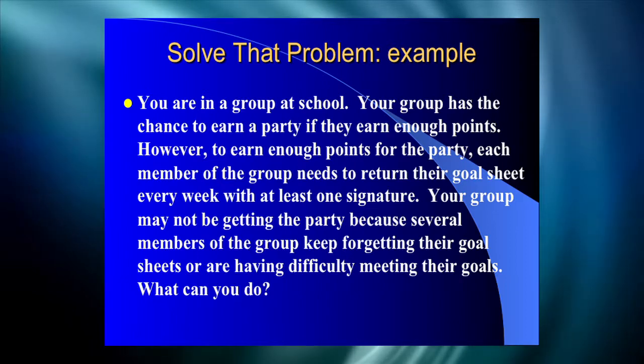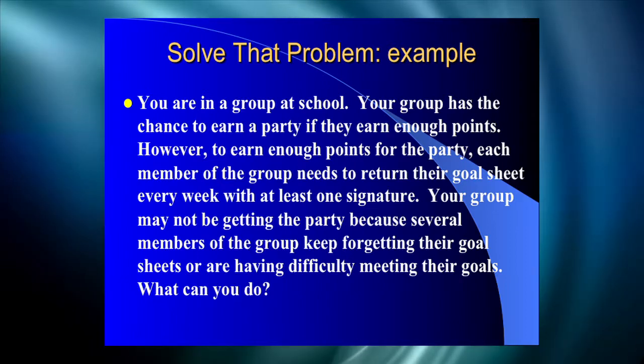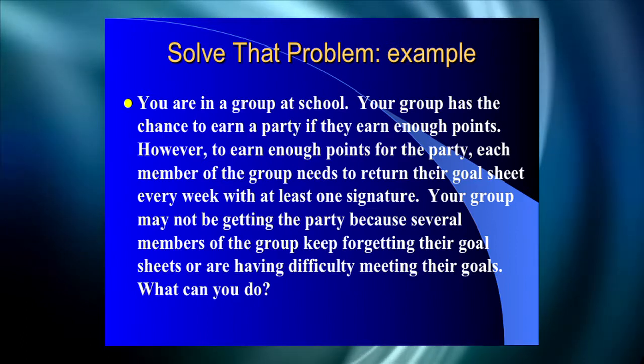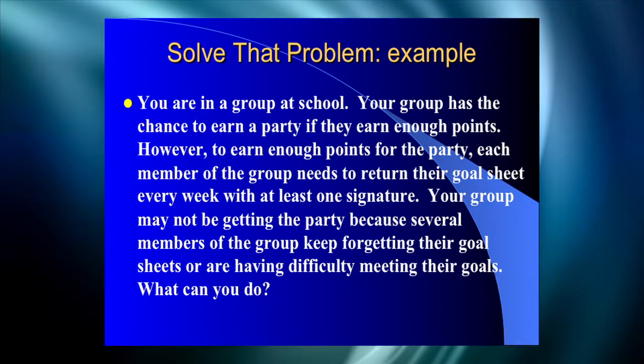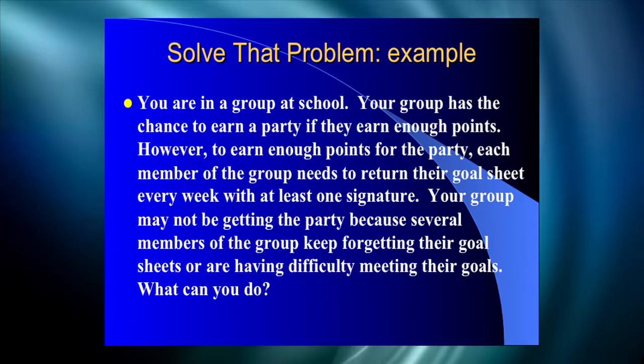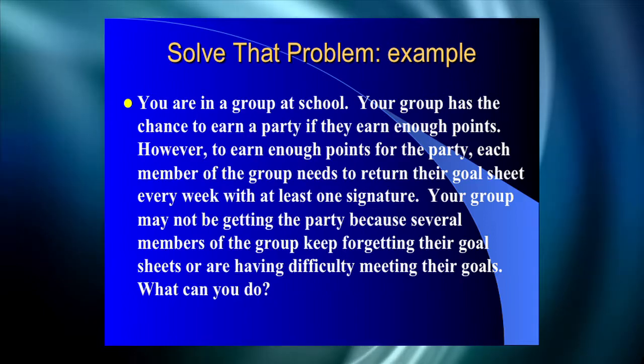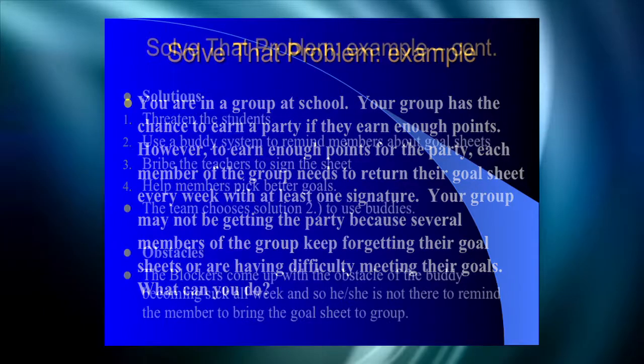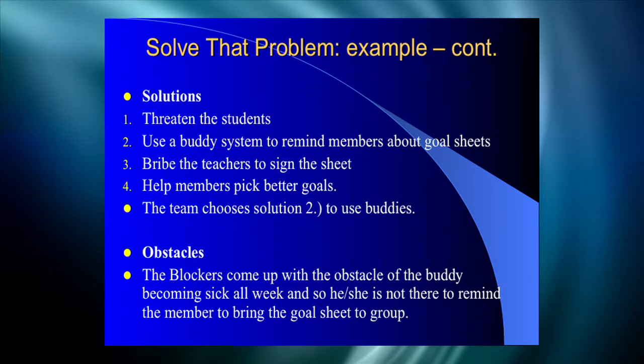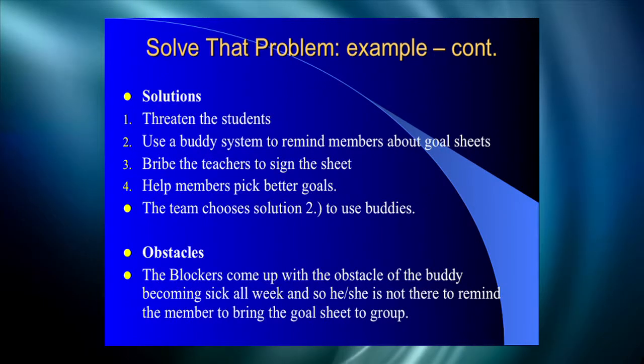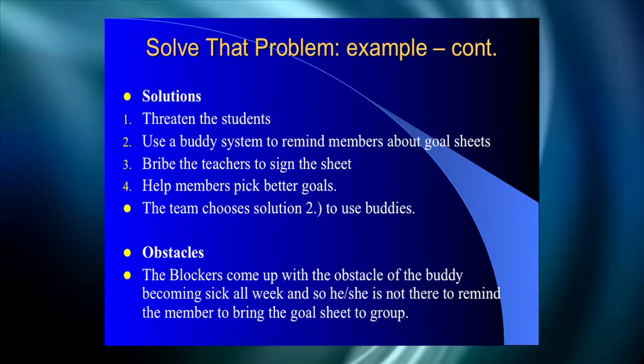So in this example, the solver team could come up with a set of solutions like threaten the students: you better bring in your goal sheet or we're going to beat you up. Right? Threaten the students. Use a buddy system to remind kids. Bribe the teachers to sign the sheet. Or help members to pick better goals. And in this example, the team chooses solution 2, to use buddies. Right? So not a bad solution. That sounds like a good idea.